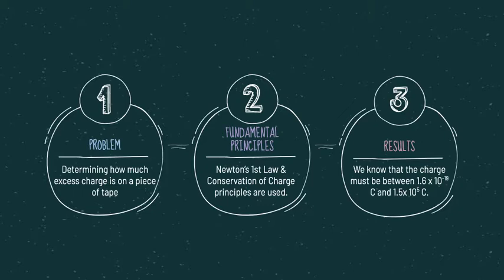To do this, we need to know some fundamental physics principles, such as Newton's first law that states an object at rest will stay at rest unless acted on by an outside force, and the conservation of charge principle that states that charge cannot be created or destroyed. Finally, we will calculate the charge. We know that our answer should be more than the charge of one electron, since more than one electron is removed, and less than the charge if all the electrons were removed from the tape, because this would destroy the tape.